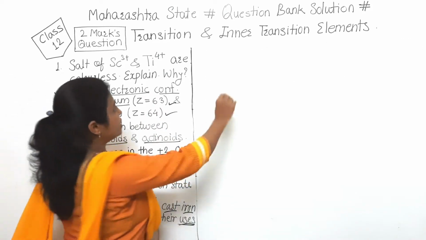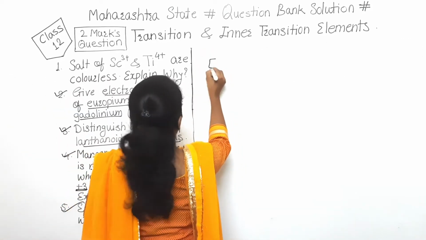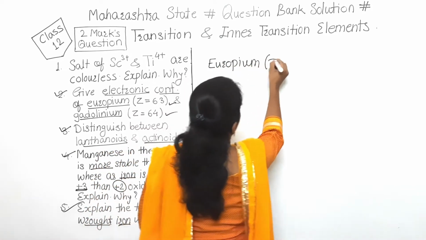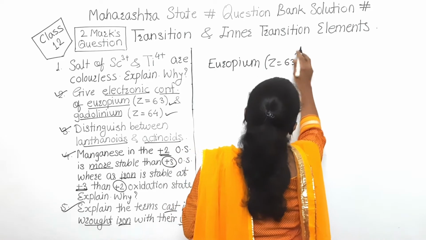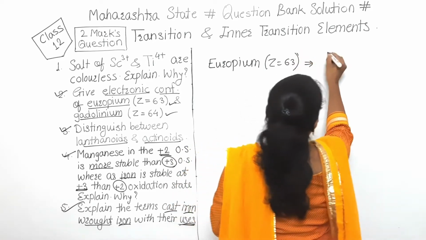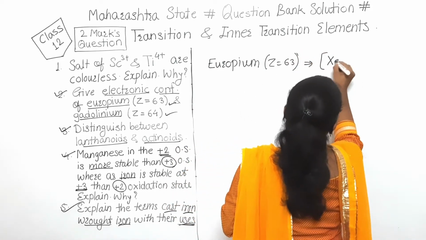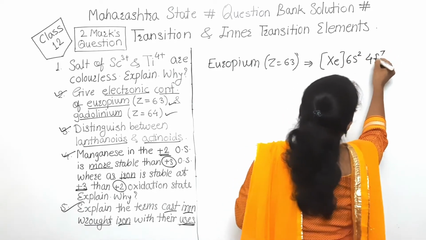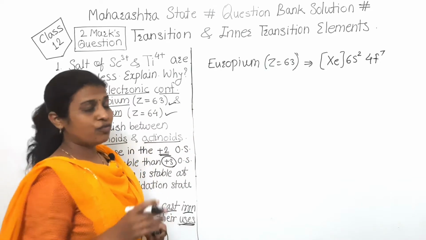Now let's start the electronic configuration. First one is europium. Its atomic number is 63. For that one, we have to take the inert gas, that is xenon. 6s2 4f7. This is the electronic configuration of europium.